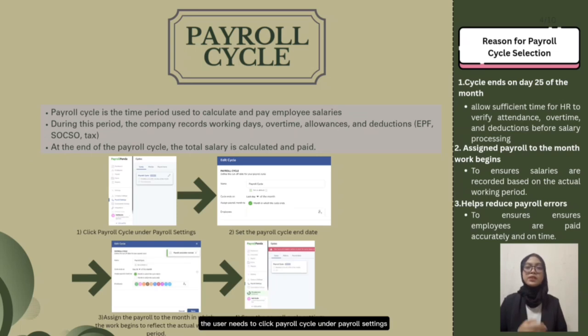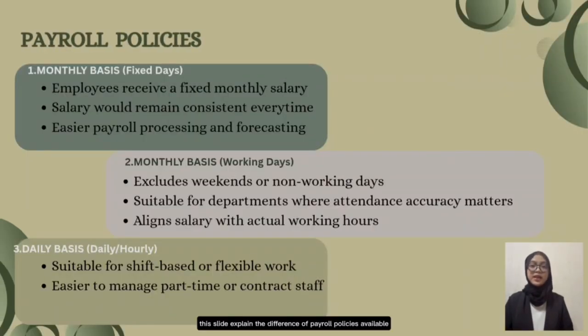The user needs to click Payroll Cycle under Payroll Settings, set the payroll cycle end date, and assign payroll to the month in which work begins. This measure ensures salaries are recorded based on the actual working period, helps reduce payroll errors, and ensures employees are paid accurately and on time. These slides explain the difference of payroll policies available.